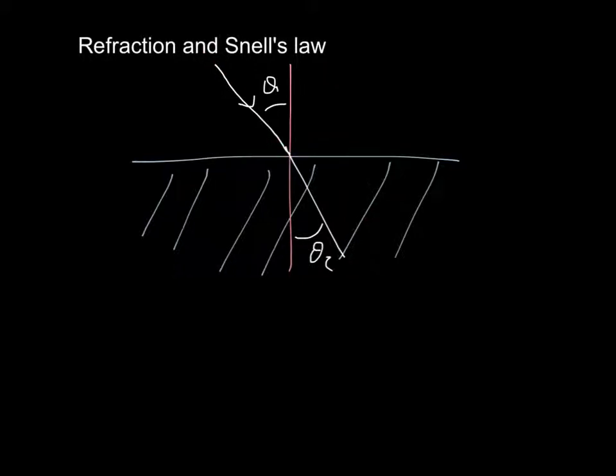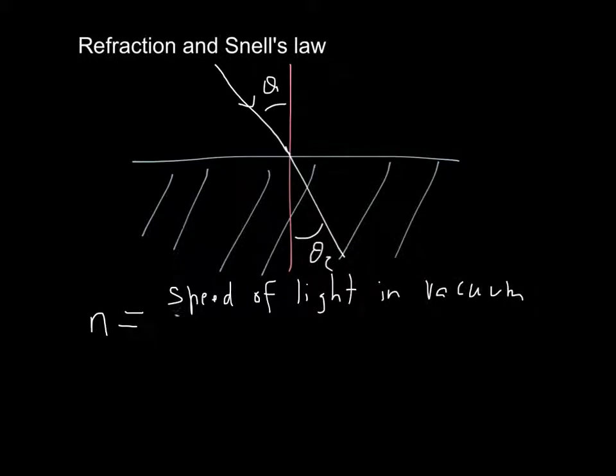And in order to do this, we will need to define a quantity called the refraction index. And I'm sure you remember this from last year. n is the refraction index. And we define it as the relationship between the speed of light in vacuum, so let me just write that down, speed of light in vacuum divided by the speed of light in the medium.